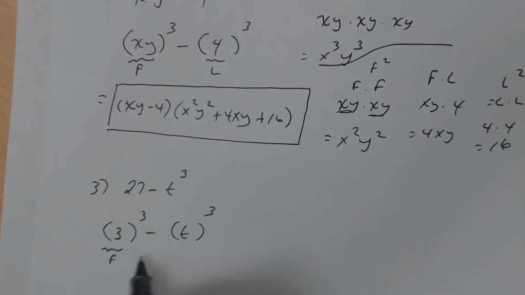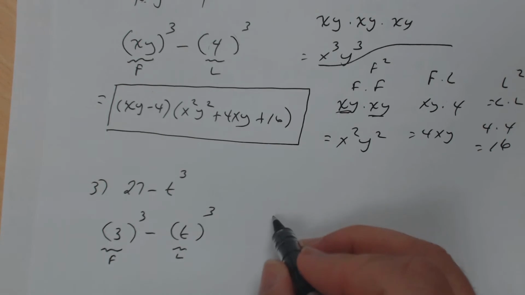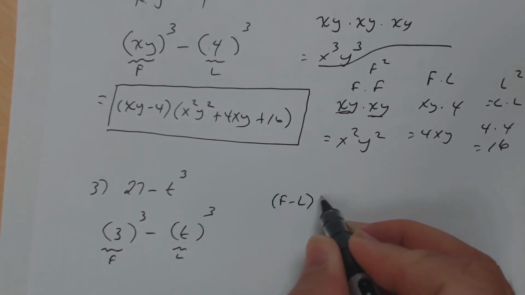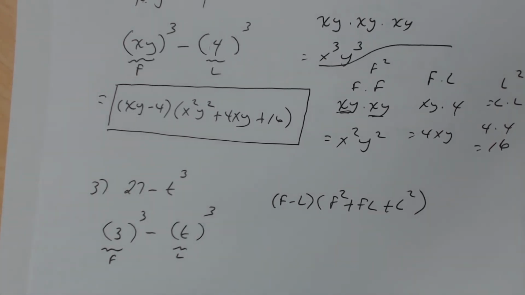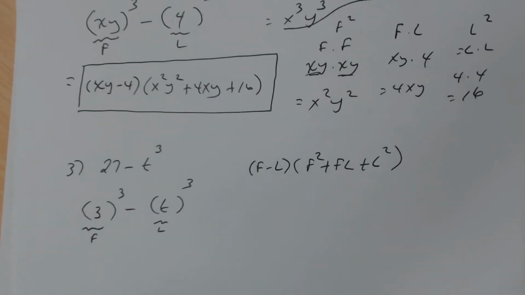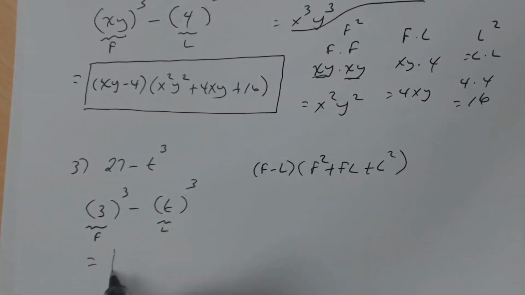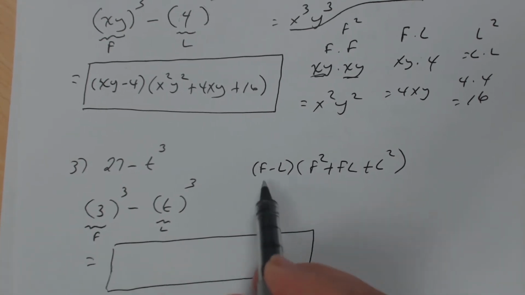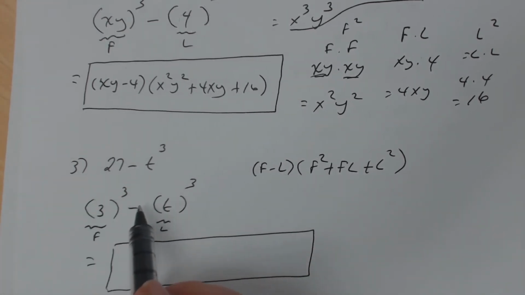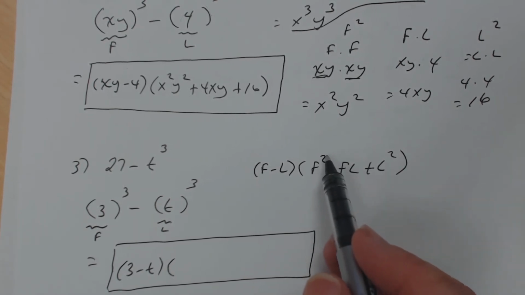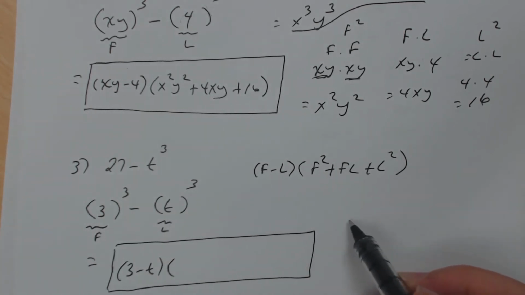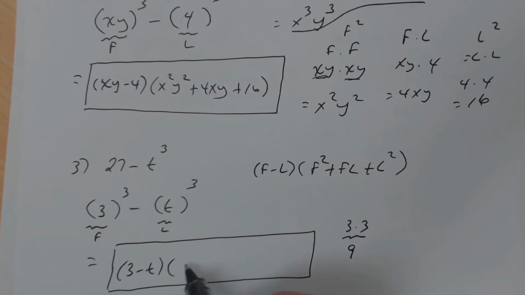So think of this as your F and this is your L, and use your formula. Remember, the formula is F minus L times F squared plus FL plus L squared. So that's how you factor the difference of two cubes. So my answer is going to be very simple. It's F minus L, so 3 minus t, times, all right, now this says do the work here. This says I take F and multiply it by itself twice. I square it. So that's 3 times 3, which is 9. So that goes here.